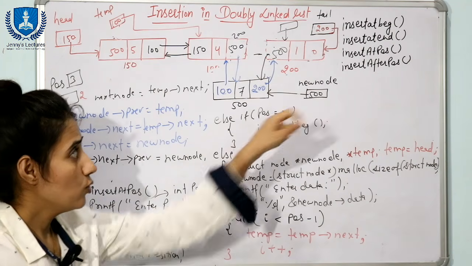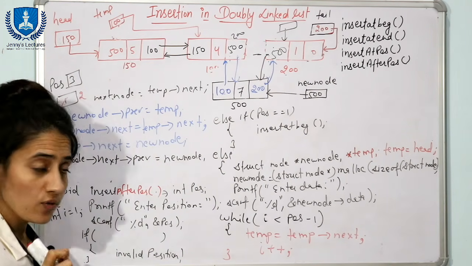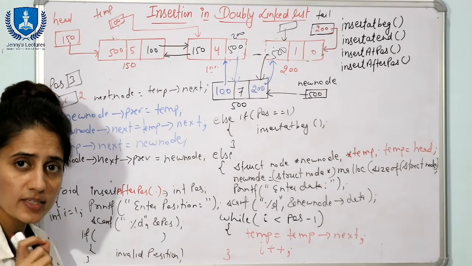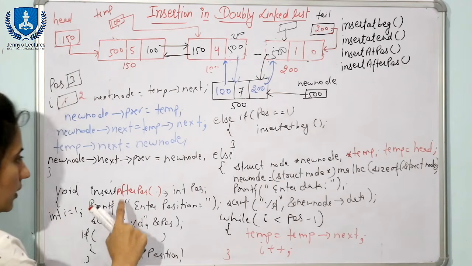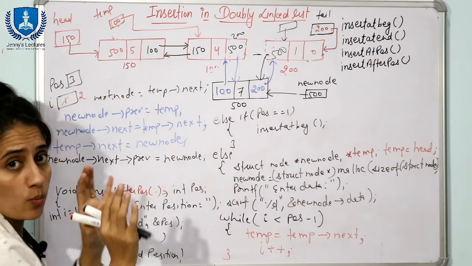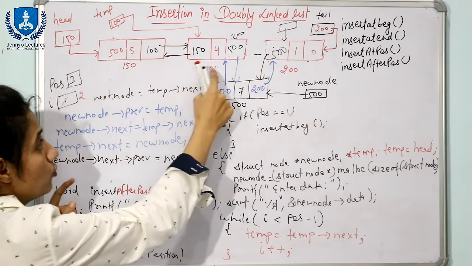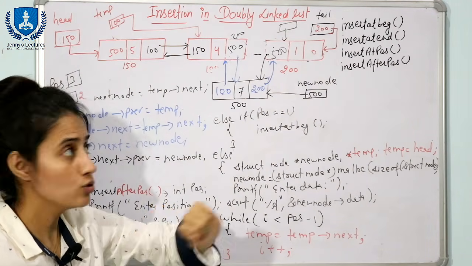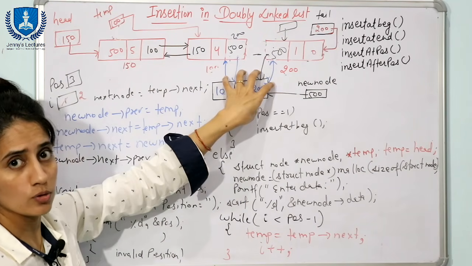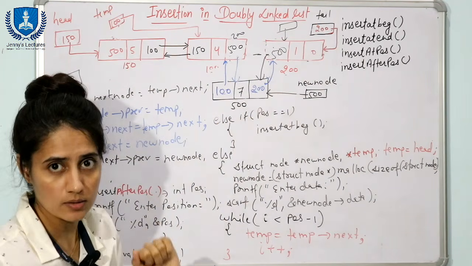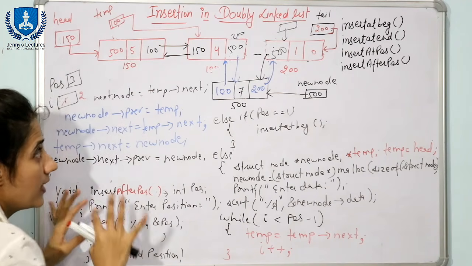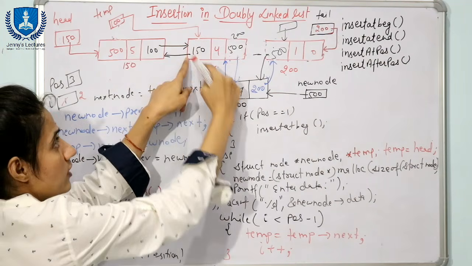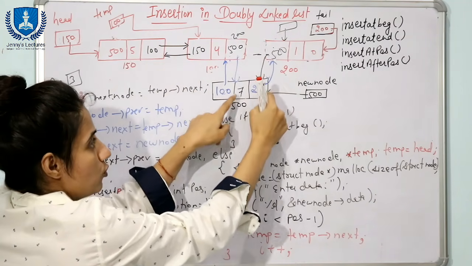So now we will insert a node after any position. The function is insert after position. Here the coding would be the same except for a few changes. After position means, suppose the position is 3: 1, 2 and 3. So after the third, here I want to insert. It's not like at the third one I want to insert. Take the case where the position is 2, meaning 1 and 2. After 2, here I want to insert.